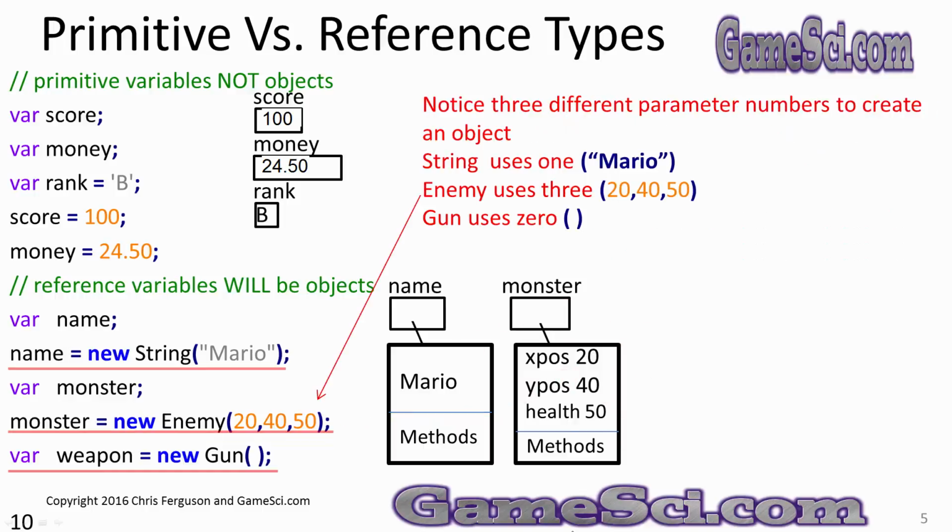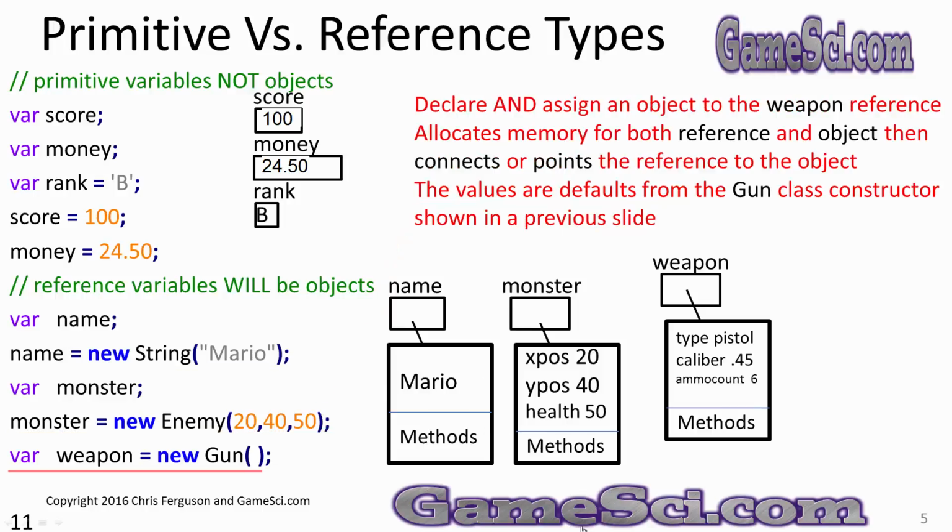Notice the different parameter numbers to create an object. String uses 1 parameter, Mario. Enemy uses 3 parameters or arguments, 20, 40, and 50. And Gun is using 0 arguments or 0 parameters. Declare and assign an object to the weapon reference variable. This allocates memory for both the reference and the object, then connects or points the reference to the object. Values are default from the Gun class constructor shown in a previous slide.